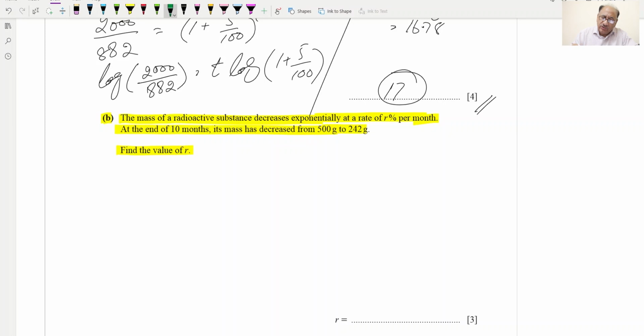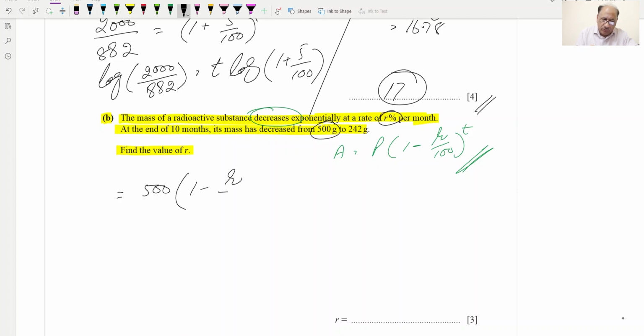Same exponential formula with decreasing exponentially. So A is equal to P into 1 minus, the only difference is this minus. So we write here minus R over 100 raised to the power t. This will be the formula which we'll be using, and we know that starting is 500 grams, so principal weight, and 1 minus rate is R.